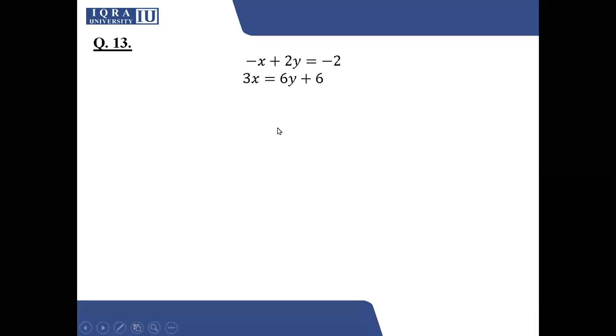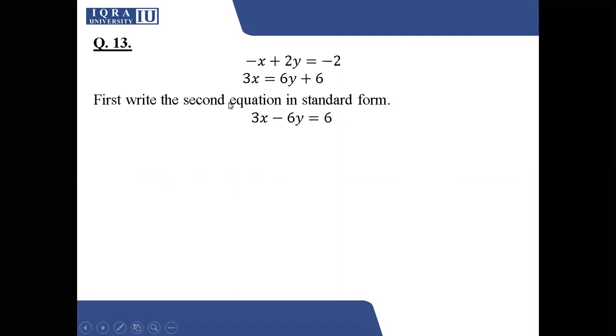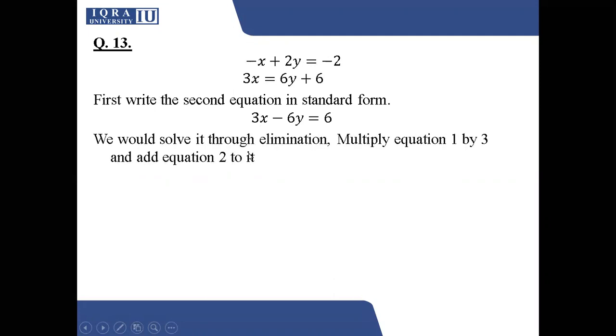Let's take a look at a case of infinite many solutions. So I have these two equations. Again, first of all, I'll have to bring this second equation into the general form, which is 3x minus 6y equals to 6, right? Now you can see that if I multiply the first equation by the number 3, I'll get minus 3x. And if I add the two, I can simply eliminate the x term. We would solve it through elimination, multiply equation 1 by 3 and add equation 2 to it.